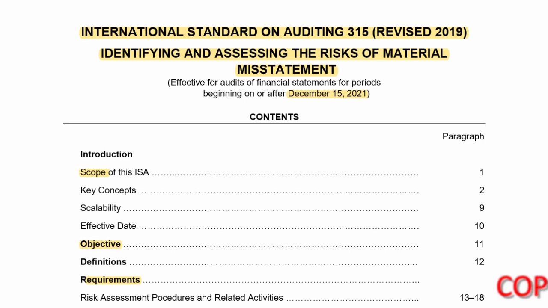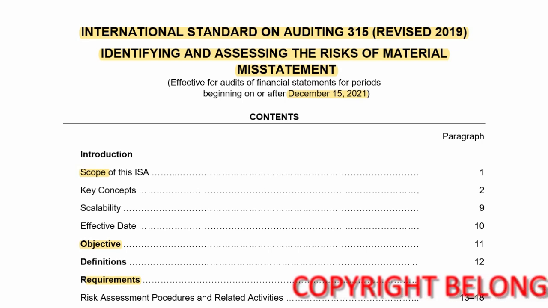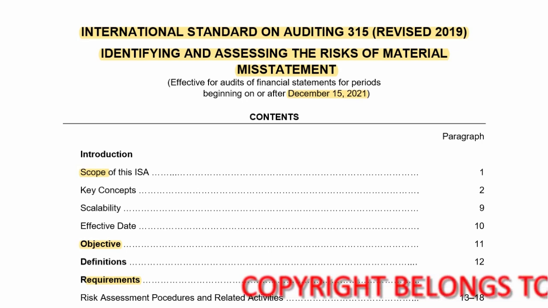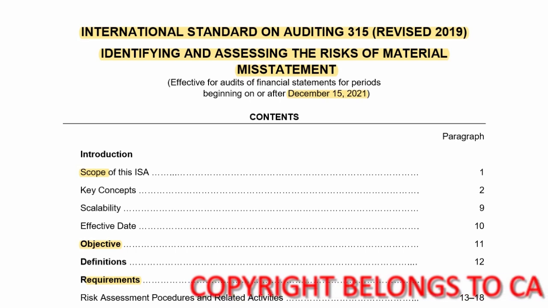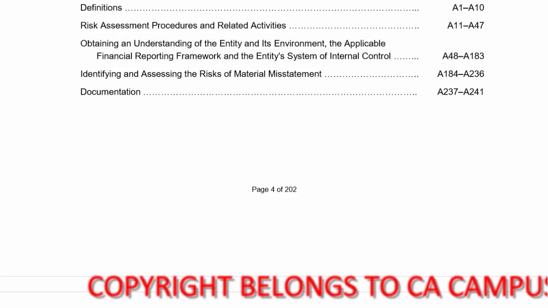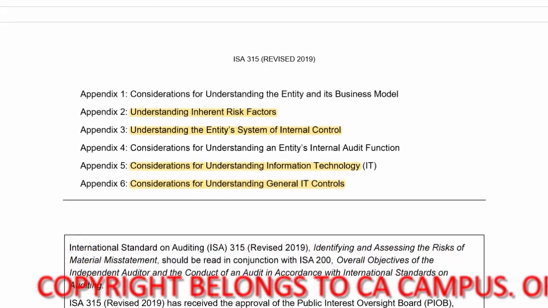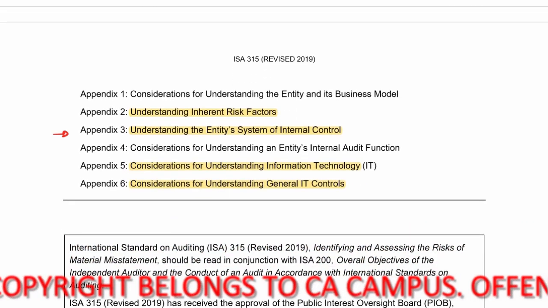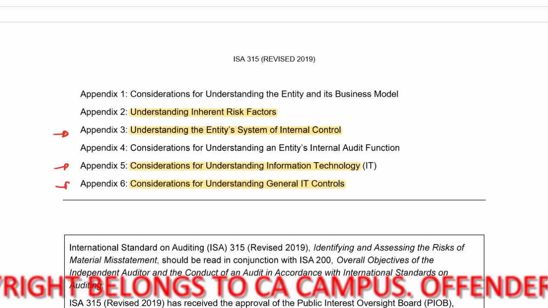Into ISA 315, identifying and assessing risks of material misstatement. Guys, I'm not going through the standard again. I just want to highlight the specific information they have to assist you with computers. Okay, and if we go down here, you will see I have now highlighted Appendix 3, Appendix 5, and Appendix 6.